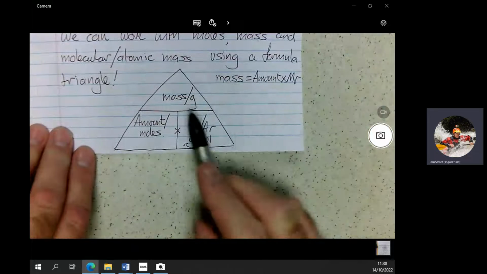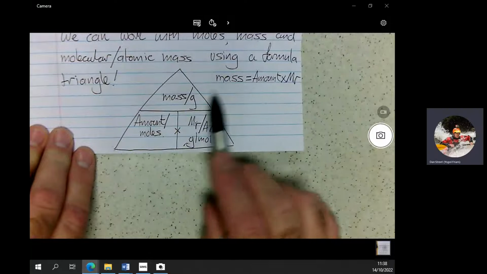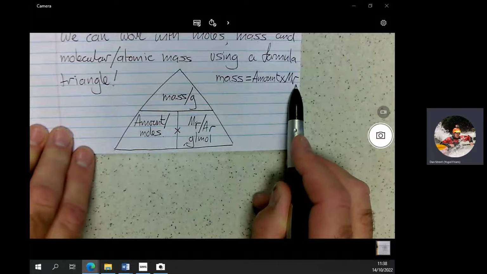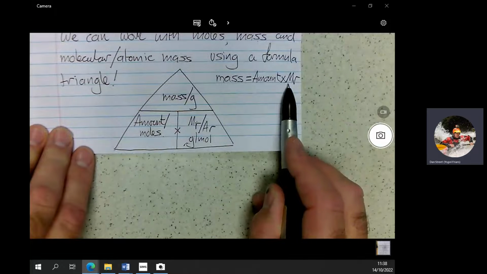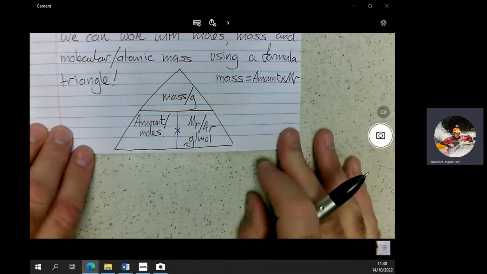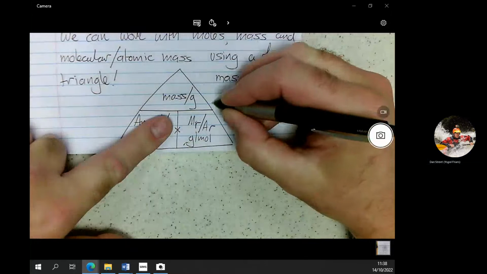So from this triangle here, we can generate this equation. The mass of something is the amount times the MR or the AR, the molecular mass or the atomic mass. Those are the things we were talking about a couple of weeks ago. If you're asked to calculate the amount, then you cover up amount.